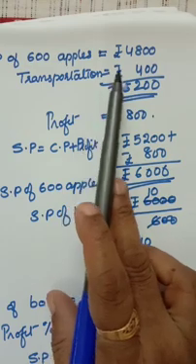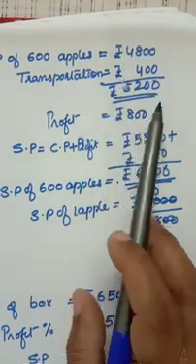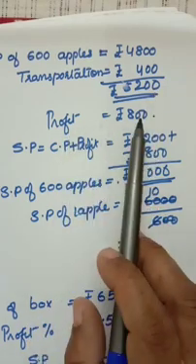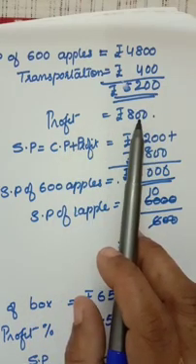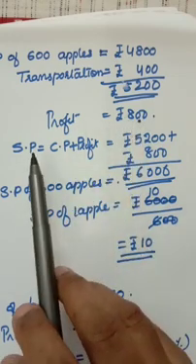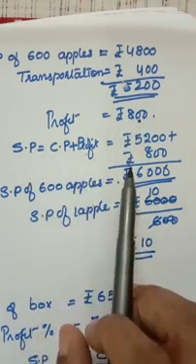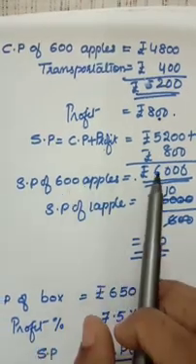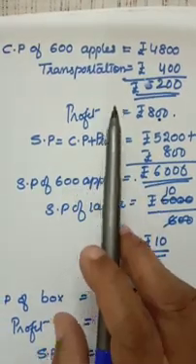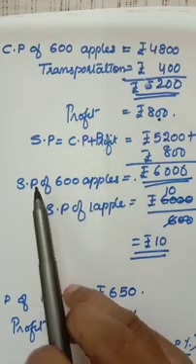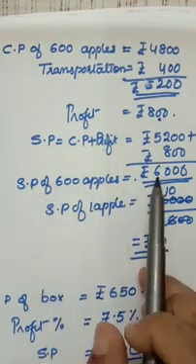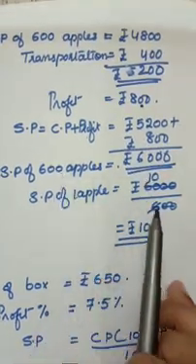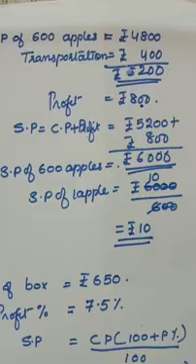Question number 13, CP of 600 apples. Transportation charge is also given. So total CP you will get how much? 5,200. Total profit you have to get 800 rupees. So SP equal to CP plus profit. CP plus profit, you will get the SP of 600 apples, that is rupees 6,000. You want the SP of 1 apple, so you have to divide, you will get rupees 10.